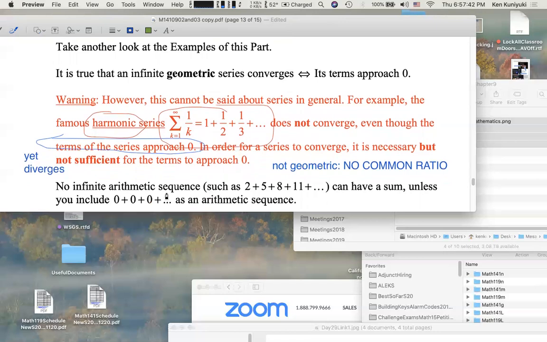And why did we not care about infinite arithmetic sequences or series? I should have said series here. No infinite arithmetic series has a sum. None of these will have a sum, right? There's no way that the partials will. For example, this will diverge to infinity. There's no way the partials will settle down.